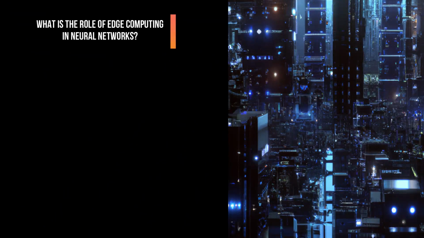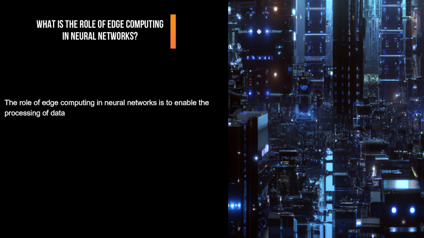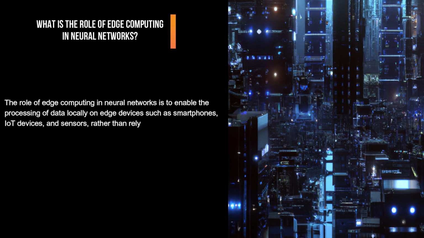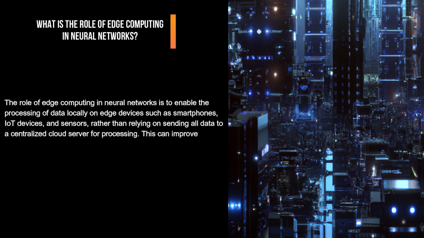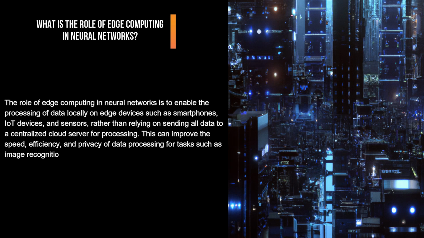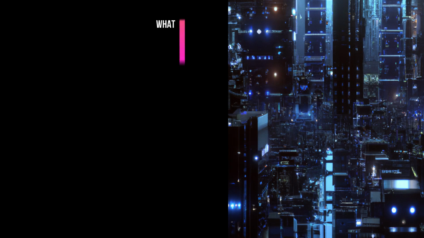What is the role of edge computing in neural networks? The role of edge computing in neural networks is to enable the processing of data locally on edge devices such as smartphones, IoT devices, and sensors, rather than relying on sending all data to a centralized cloud server for processing. This can improve the speed, efficiency, and privacy of data processing for tasks such as image recognition, natural language processing, and predictive analytics.